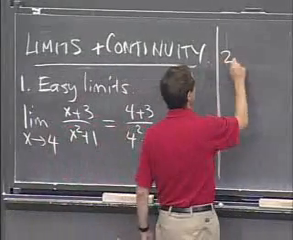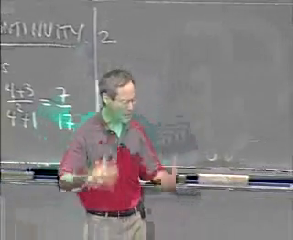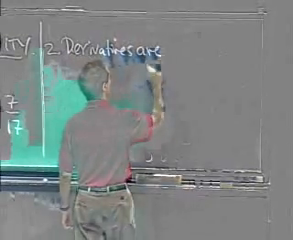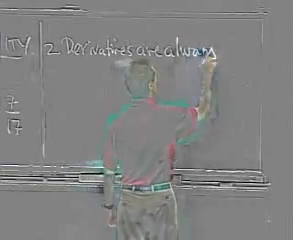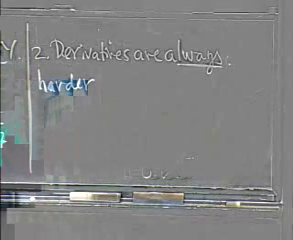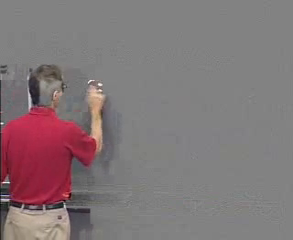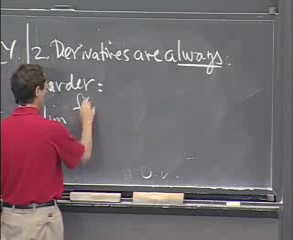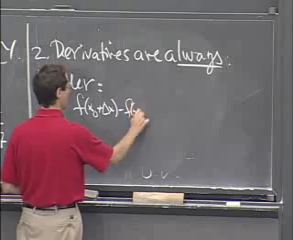The second kind of limit, well, this isn't the only second kind of limit, but I just want to point this out. It's very important that derivatives are always harder than this. You can't get away with nothing here. So why is that? Well, when you take a derivative, you're taking the limit as x goes to x0 of f of x, well, let's write it all out in all its glory.